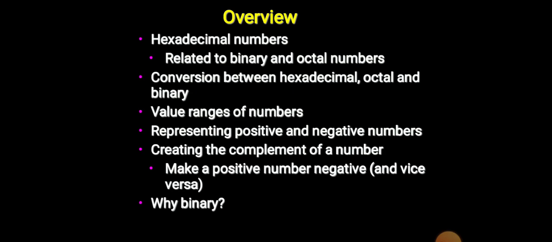Overview. Hexadecimal numbers are related to binary and octal numbers. Conversion between hexadecimal, octal, and binary. Value ranges as number of numbers representing positive and negative numbers. Creating the complement of a number, making a positive number negative and vice versa. Why binary?